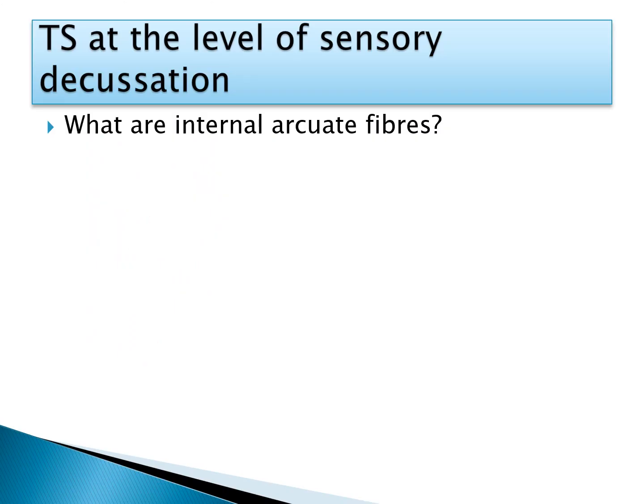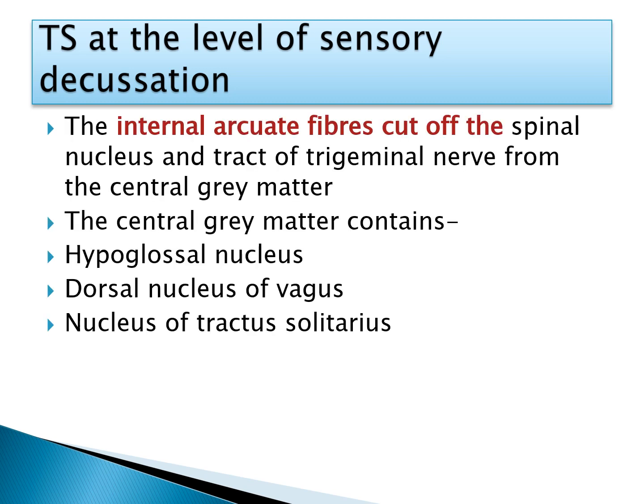So you have a quiz now. TS at the level of sensory decussation. What are internal arcuate fibers? You have just now learnt, so recollect what internal arcuate fibers are. In this transverse section, if you see the picture you can understand, they cut off the spinal nucleus of trigeminal from the central gray matter.